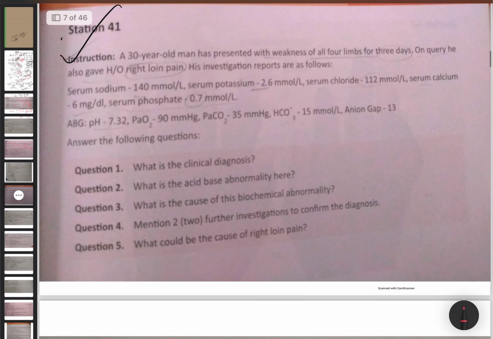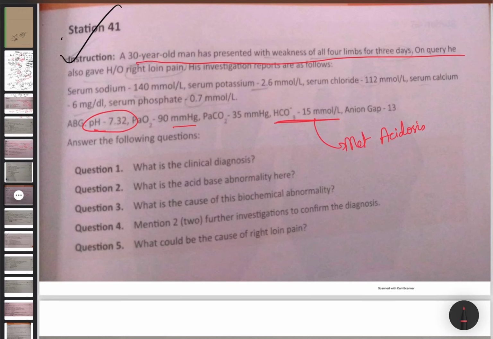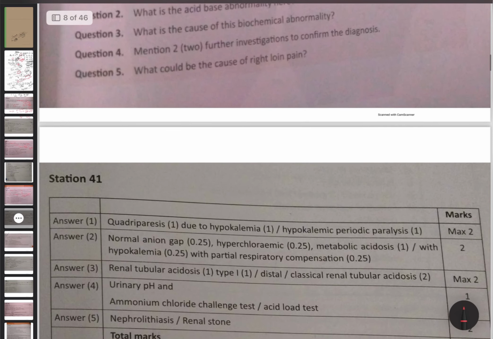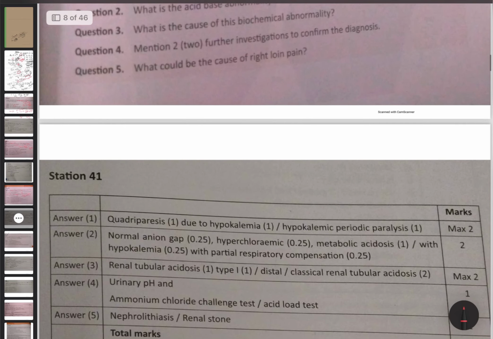Third one. A 30-year-old man has weakness of all 4 limbs for 3 days. On inquiry, he has right loin pain. We will go through the ABG directly. ABG pH is 7.2, mild acidosis. PaO2 is normal. The second step is to look at bicarb. The metabolic component of acidosis is there because bicarb is low. PaCO2 is in the normal range, so you need not think about compensation here. It is metabolic acidosis.